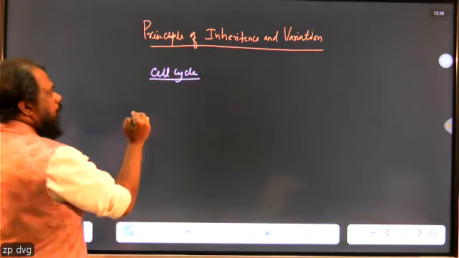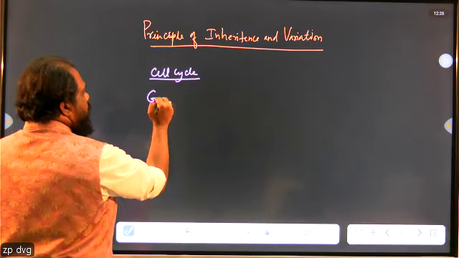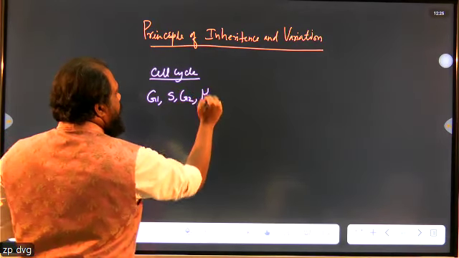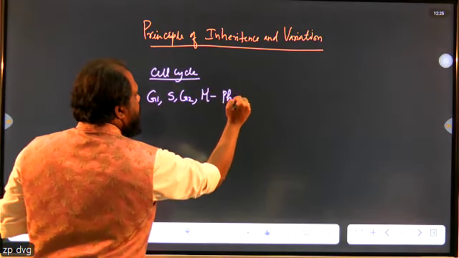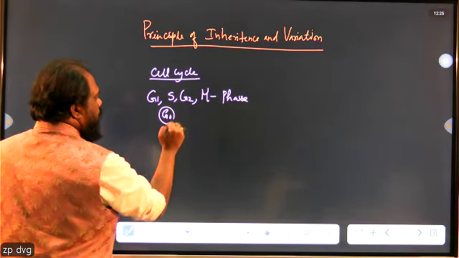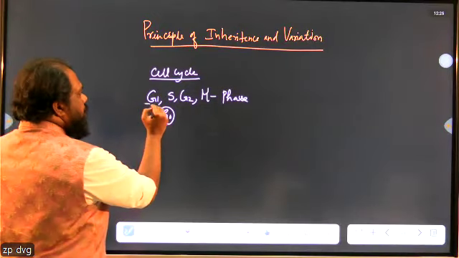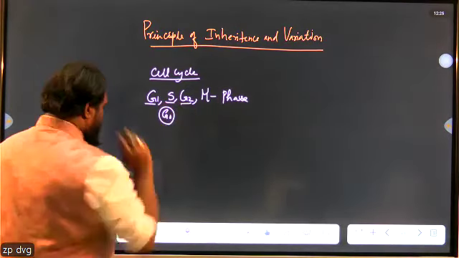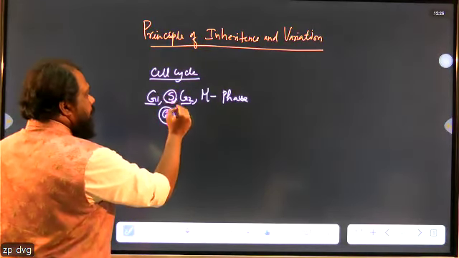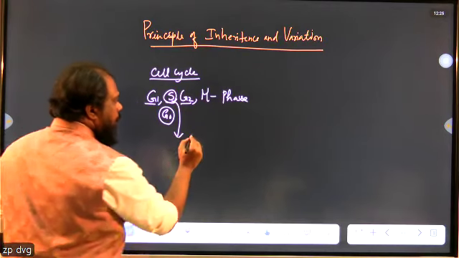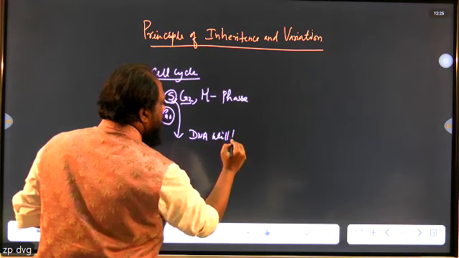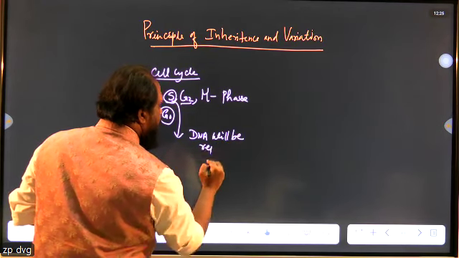Hope you remember the cell cycle consists of G1, S, G2 and M phase. There is one more phase called G0, which we are not going to talk about. We are going to talk about G1, S, G2. Hope you remember during S phase, the DNA will be doubled. Otherwise, I can use the word DNA will be replicated.